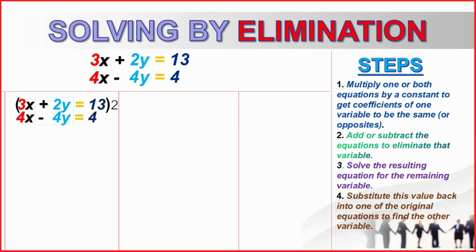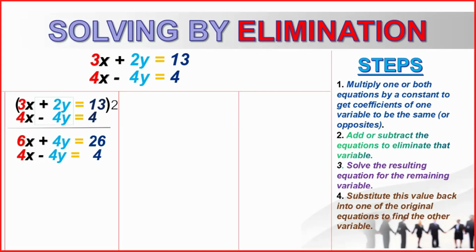So 2 times 3x will give me 6x plus 4y equals 26. Then the other one is 4x minus 4y equals 4. Since these ones are opposite each other, positive 4y and negative 4y, we can do away with them through addition, that 4y plus negative 4y is like 4y minus 4y, which is 0.